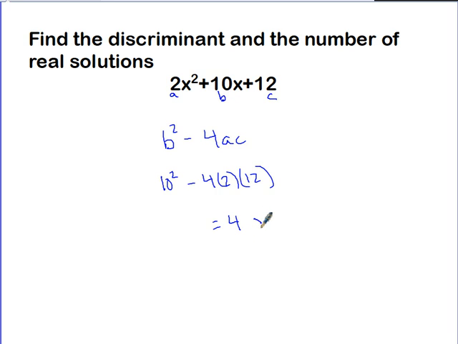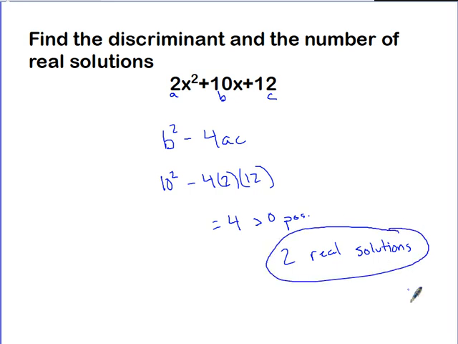Okay, 4 is greater than 0. That's a positive number, so that means there are 2 real solutions. Okay, now 4 is not necessarily a solution, but the fact that 4 is a positive number tells me that there are 2 real solutions to this quadratic.